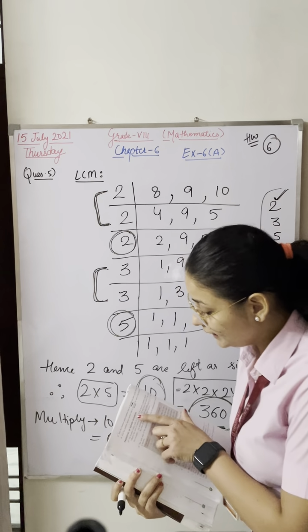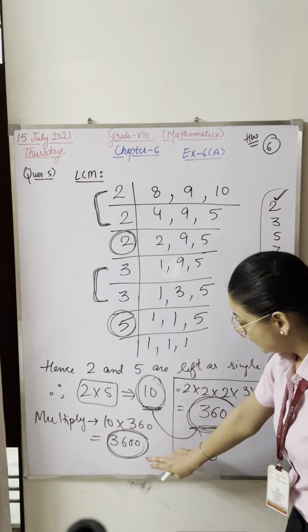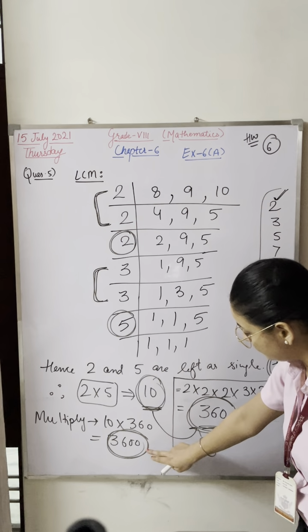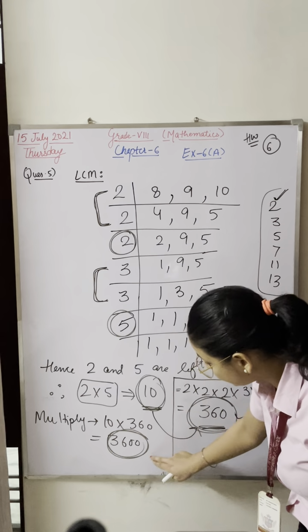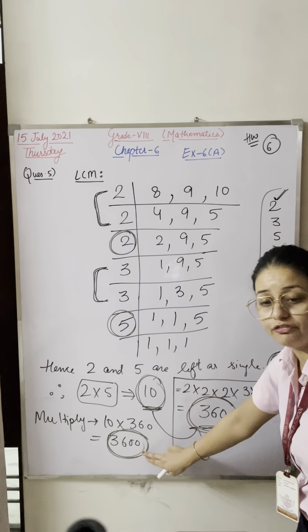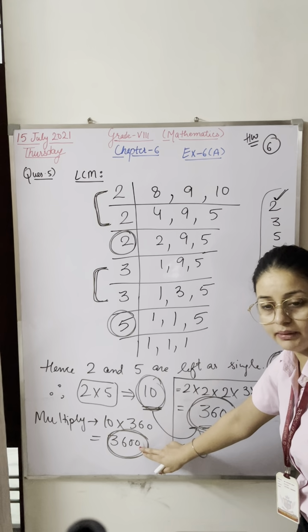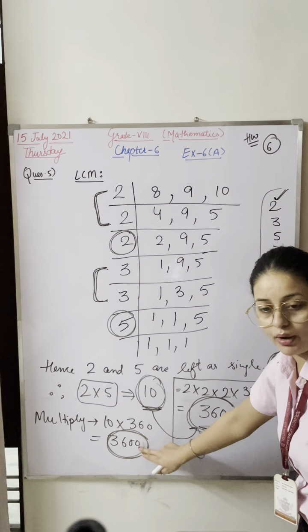The question is, find out that square number which is divisible by this number. So this is a square number. 3600 is a square of which number? Please tell me. 3600 is a square of which number?